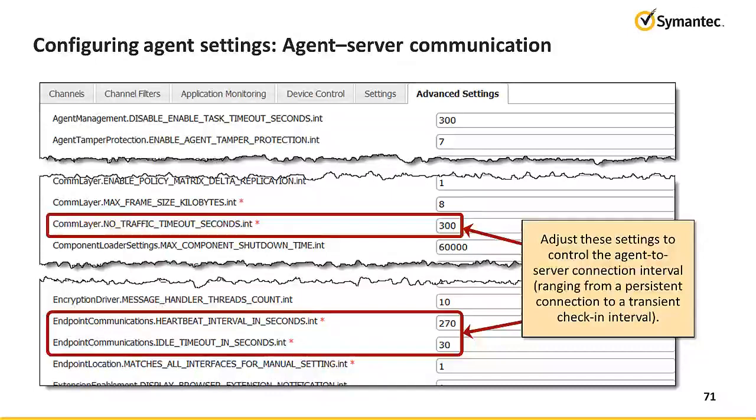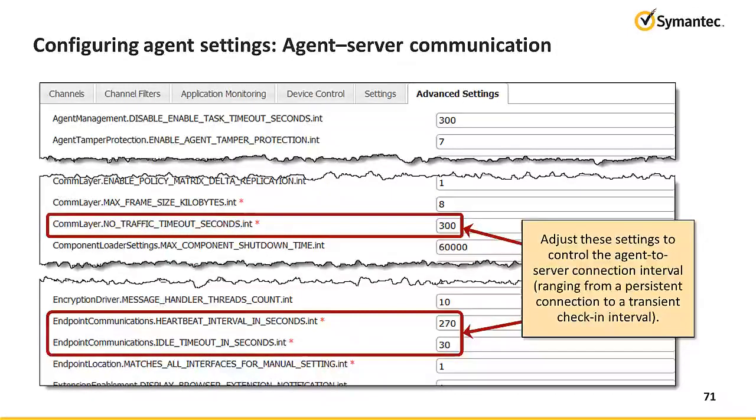The relevant settings are, first, EndpointCommunications.heartbeatIntervalInSeconds.int. This is the agent heartbeat setting that controls how often the endpoint server will send heartbeat messages to detect dead connections to individual agents when no other traffic is being sent or received. Change this setting to be less than the load balancer's close idle connection setting. If you do increase the agent heartbeat setting, you must also increase the ComLayer.noTrafficTimeoutSeconds.int setting to a value greater than the agent heartbeat setting.